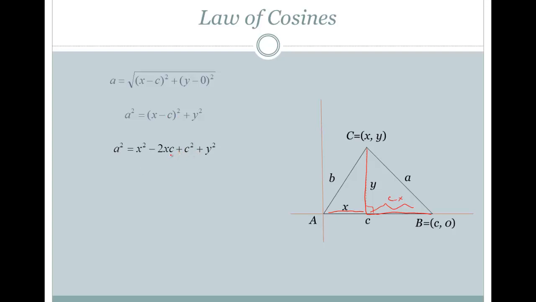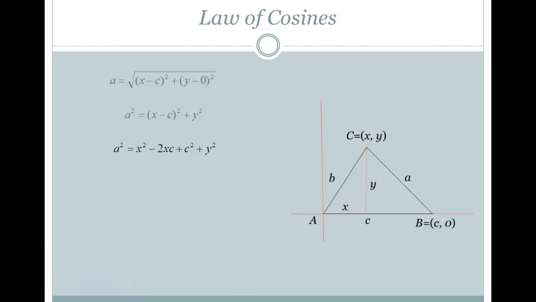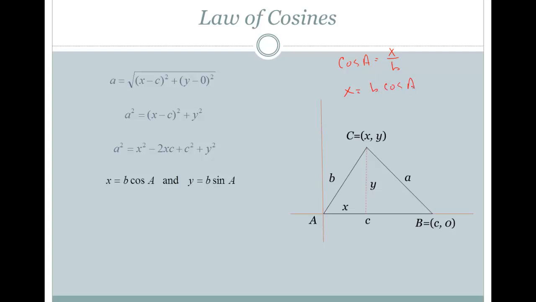And now what I want to do is look at X and Y, and write them in terms of different sides of that triangle. Okay, let me get rid of some of this stuff here. Okay. And so if I do that, I can say X is equal to B cosine of A. So what I'm actually doing is looking at the cosine of angle A. Let me write that out. Cosine of A is going to be equal to X over B. So X was equal to B cosine of A, like that.